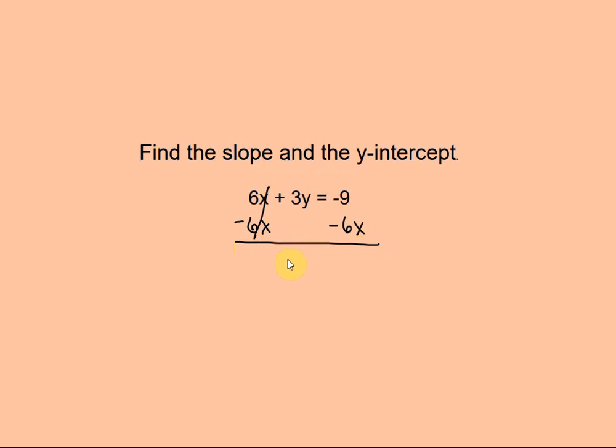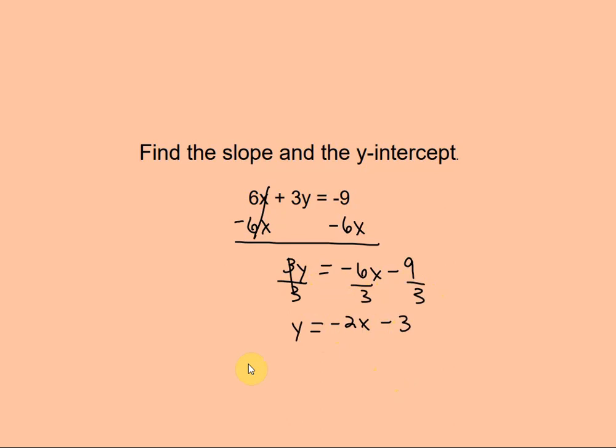All right, once I subtract 6x, I get 3y equals, I'm going to put the negative 6x in front of the negative 9 because remember, our goal is to get it into y equals mx plus b. So minus 6x minus 9. And then y is not quite by itself yet, so to get it by itself, we need to divide by 3. And when we divide, we need to divide everything in the equation by the same number. So we're dividing by 3. And that gives me y is equal to negative 2x minus 3.